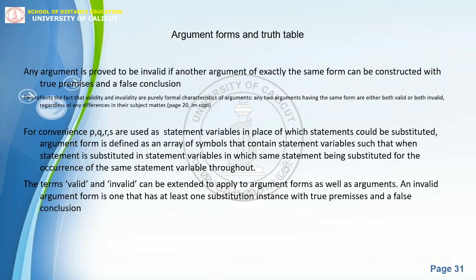For convenience, we use P, Q, R, S as statement variables in the place of which statements could be substituted. Now, an argument form is defined as an array of symbols that contain statement variables, such that when statements are substituted for the statement variables, the same statement is substituted for the occurrence of the same statement variable throughout.